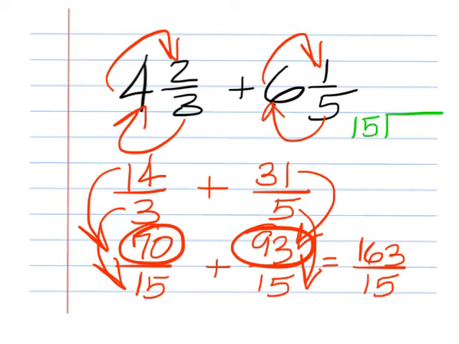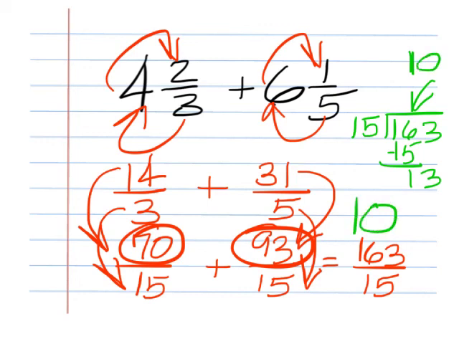Just think of it as a regular division problem, like this, 15 into 163. How many times will 15 go into 16? Just once, and with 1 left over, and drop this 3. 15 won't go into 13, so that's a 0. Therefore, your whole number is 10, and how many did we have left over? 13. 10 and 13 over 15.